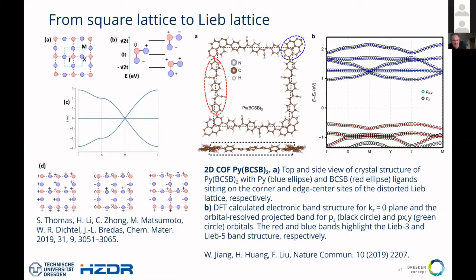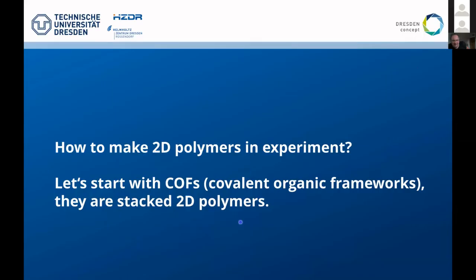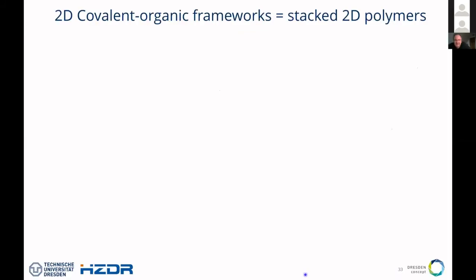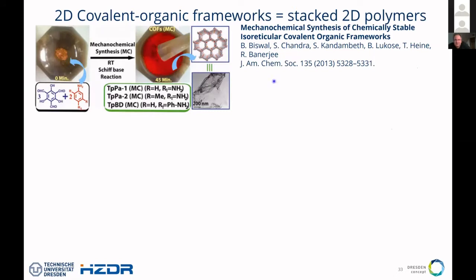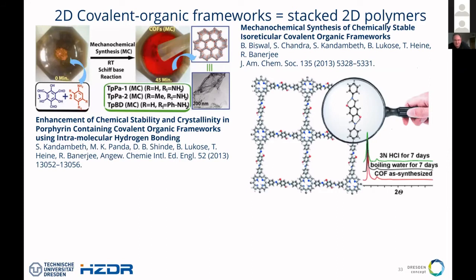Okay, but now we would like to work together with experiment. And how can we do that? We were starting from covalent organic frameworks. Covalent organic frameworks are nothing else than stacked polymers. And I actually had the privilege to work together with Rahul Banerjee in the very early times when covalent organic frameworks got popular. We shared some of the very first, very important works.